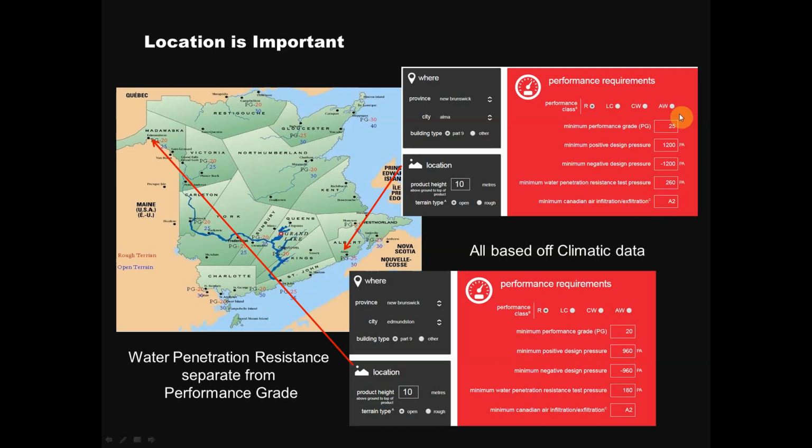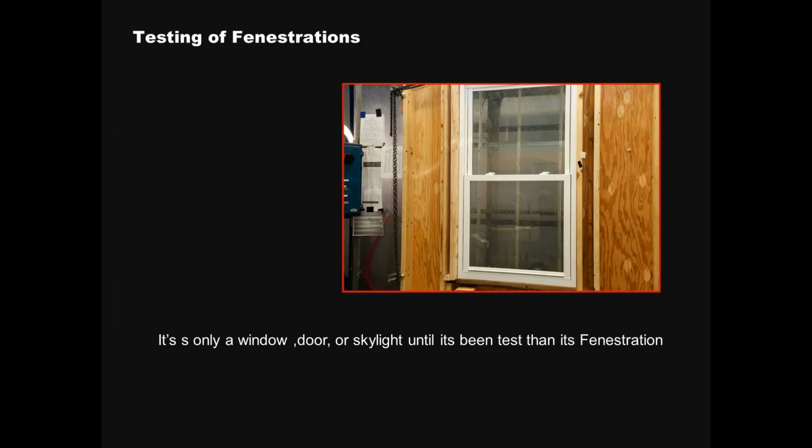This one is separate from the PG rating, so I'm going to keep reinforcing that as we go along, because it's a hard one to think of. Now, this is one I think is testing of fenestrations. It's only a window or door until it's been tested. Then it's a fenestration, sort of a bit of a play on words.